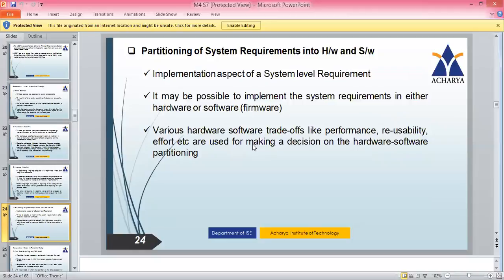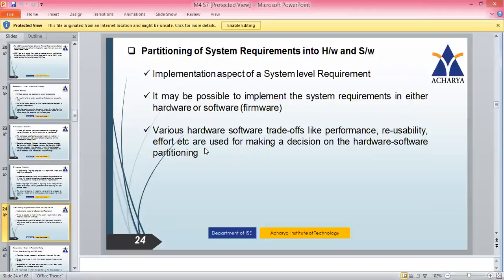To come to that conclusion, we make a lot of trade-offs in terms of money, in terms of time, in terms of performance. We see all that, and then we come out with the model, which will be a combination of both hardware and software.